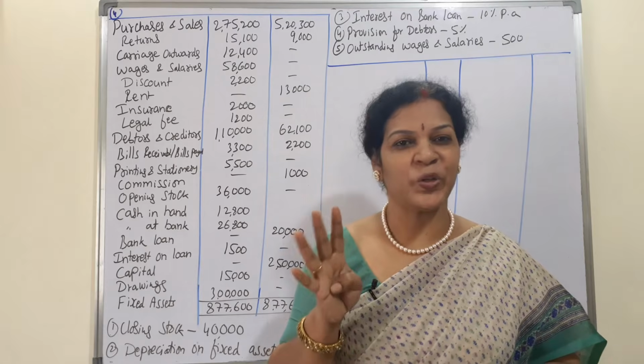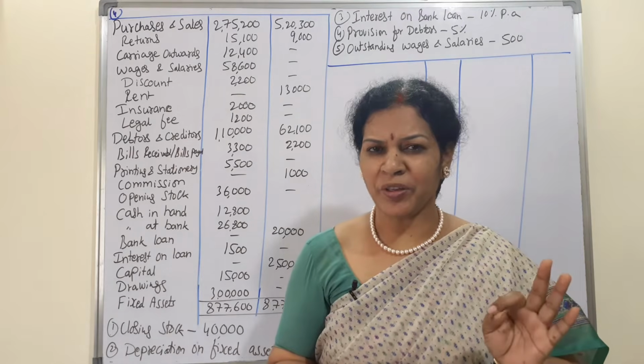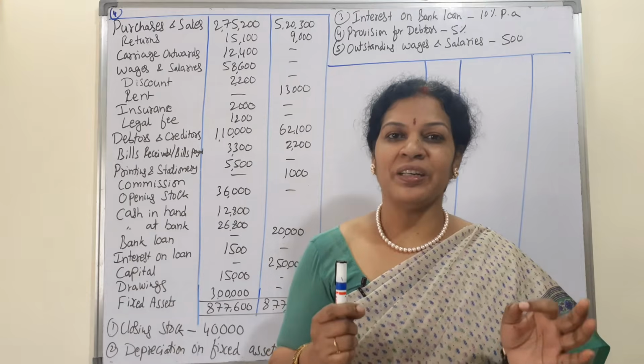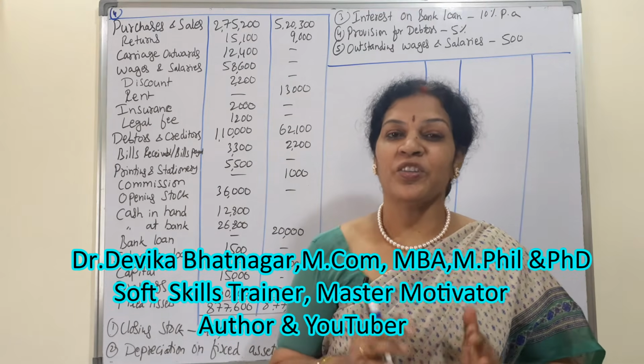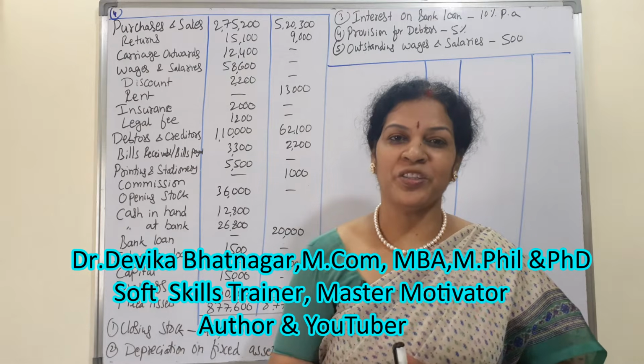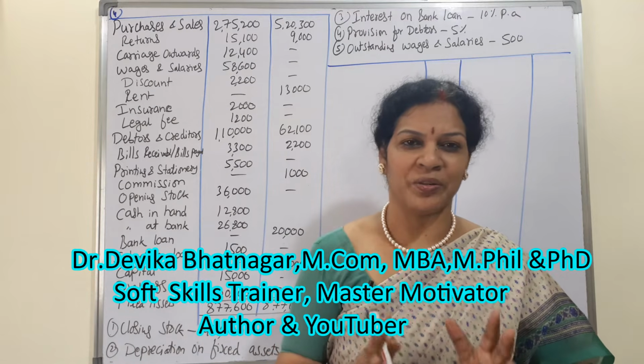Today we'll work out the fourth problem. Three problems are already over, and you have learned the adjustments also. Now you must be at least 80% thorough. In today's problem we are going to see a new adjustment. If you know that new adjustment, you'll be thorough in final accounts.